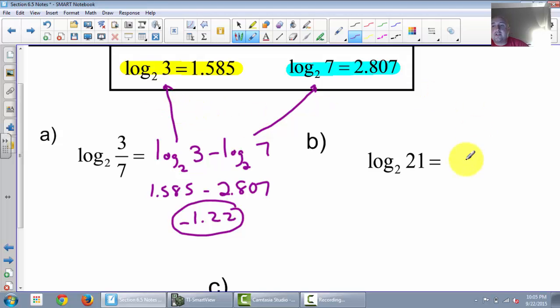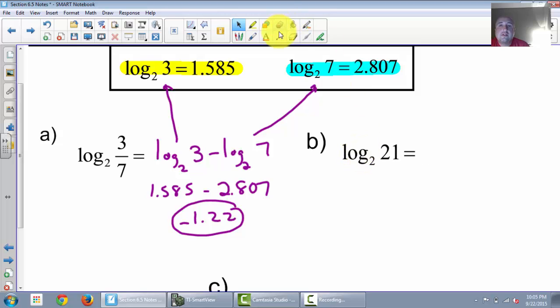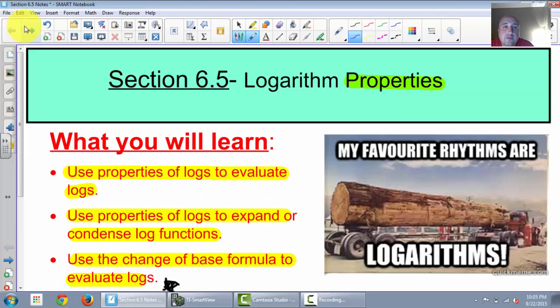Now let's look at the second one. How do we somehow come up with 21 using 7 and 3? Hopefully you see that 3 times 7 is 21. So I'm going to rewrite this as log base 2 of 3 times 7. Notice that this is multiplying, so I'm going to go back and use my product property.